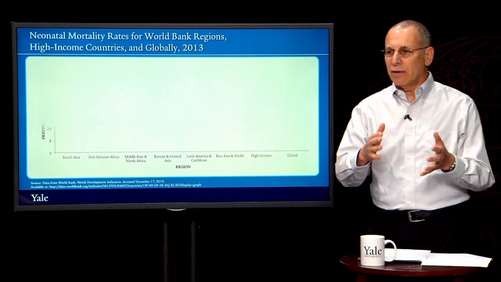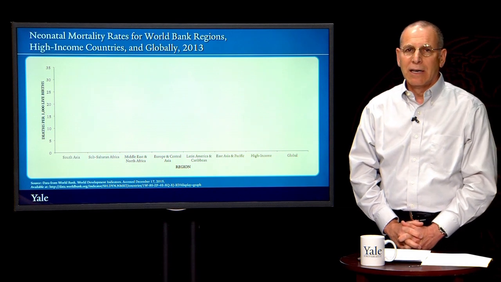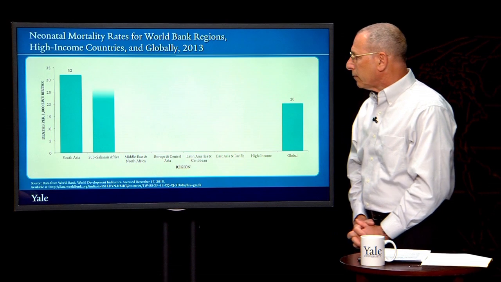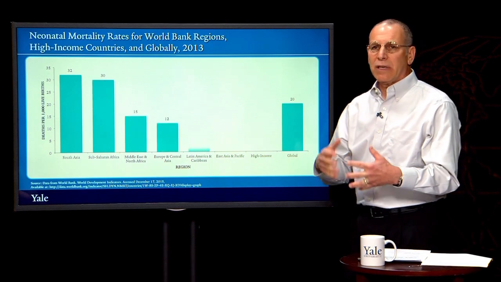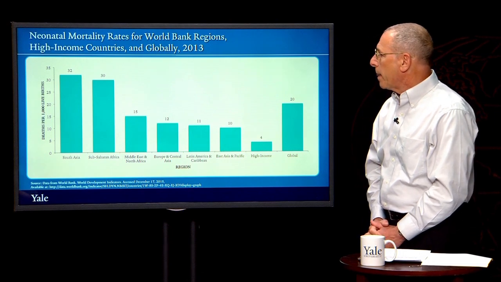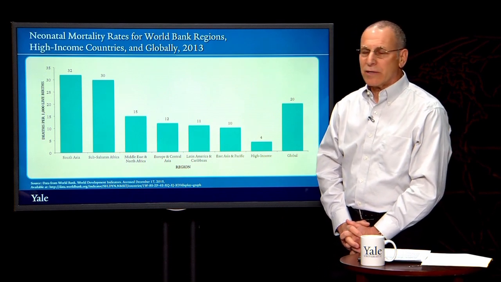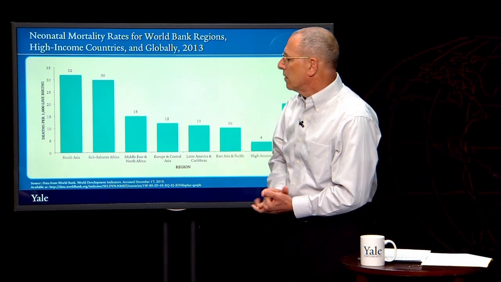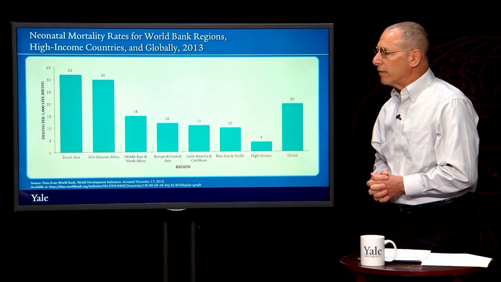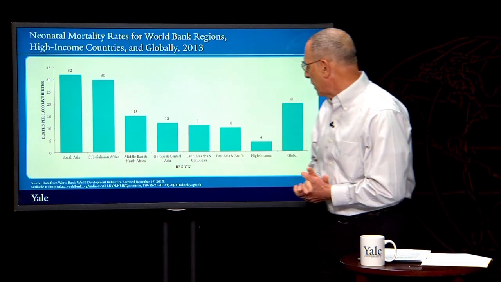Now let's look at the child life cycle and start by looking at neonatal mortality rates for World Bank regions, high-income countries, and globally. And here what we'll see, and we'll see in the other related graphics as well, is a consistent pattern in which 2 regions of the world have substantially higher rates of death of neonates than do the other World Bank regions, high-income countries, or the global average. And those 2 regions are South Asia and Sub-Saharan Africa.